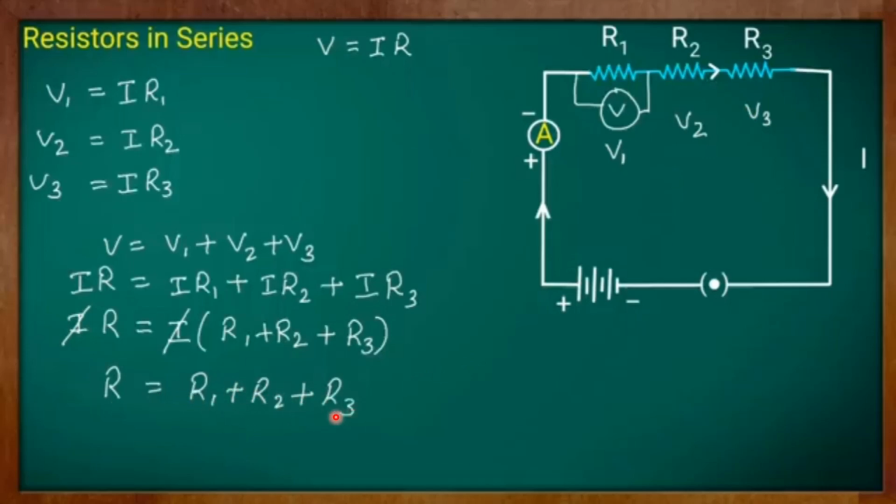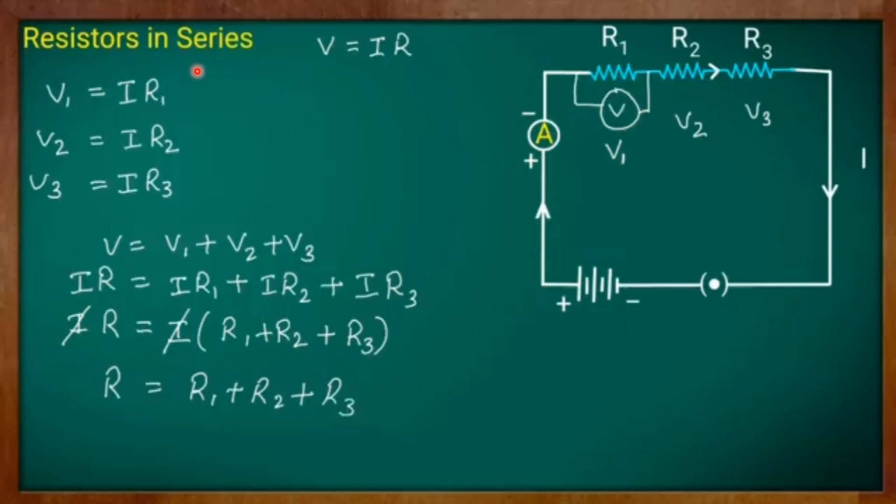So understood, children? Wherever the resistors are connected in series, the total resistance or the equivalent resistance will be nothing but the sum of the resistances which are connected in series. So remember one thing, always the ammeter will be connected in series, whereas the voltmeter is connected in parallel.